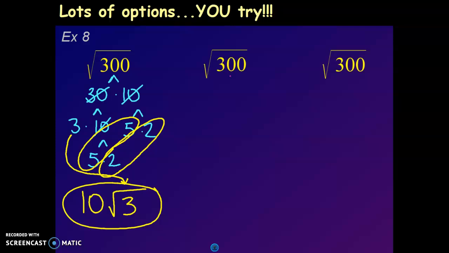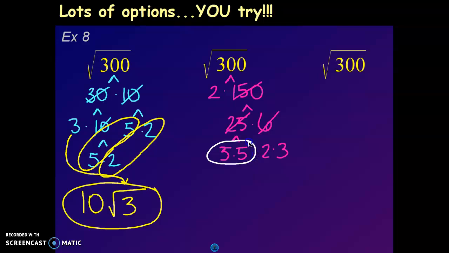Maybe you saw 300 and you said, okay, 300 is even, so I'll take half of it. So half of 300 is 150. 150, I think about money, right? So I can make $1.50 with quarters. So that would be 25 times 6. 25, I know can factor. It's 5 times 5. And 6 I know can factor. It's 2 times 3.